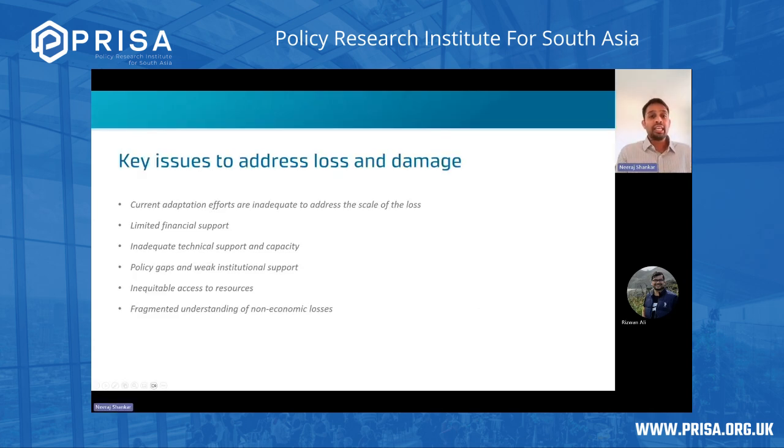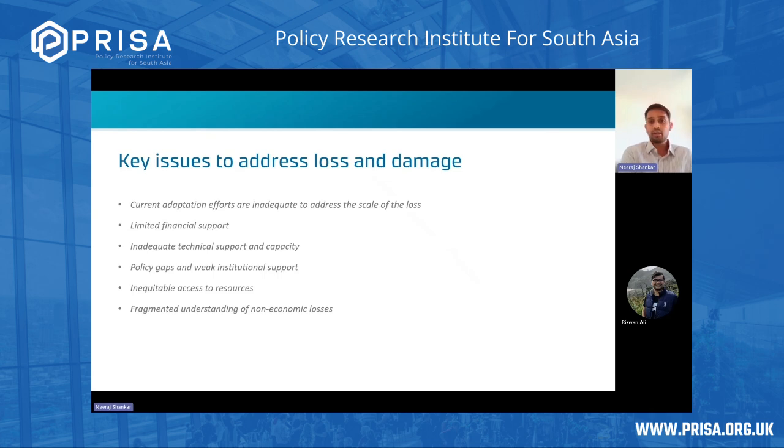But what are the key issues to address loss and damage? So first thing, vulnerable communities, particularly in the Pacific Island nations, African nations, and small island states, are facing irreversible damage to their ecosystems, livelihood, and cultures. So the current adaptation efforts are inadequate to address the scale of the losses.